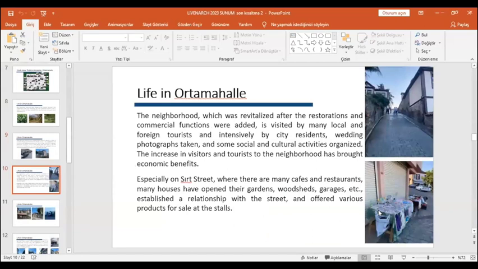The neighborhood, which was revitalized after the restoration and the addition of commercial functions, is visited by many local and foreign tourists and intensively by residents, wedding photographs are taken, and some social and cultural activities are organized. The increase in visitors and tourists to the neighborhood has brought economic benefits. Especially on Third Street, where there are many cafes and restaurants, many houses have opened their gardens, woodsheds, garages, etc., which established a relationship with the street, and offer various products for sale at stalls.